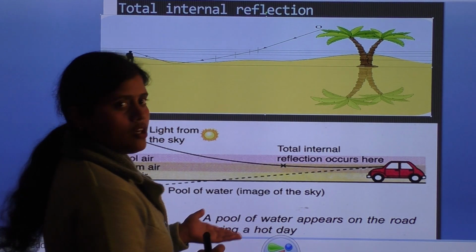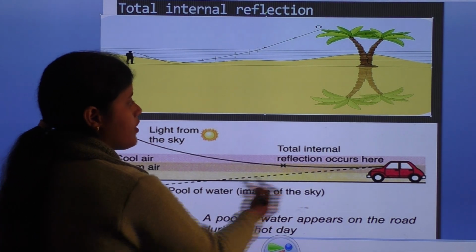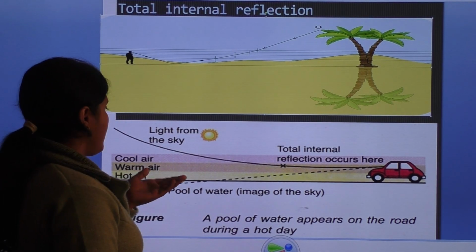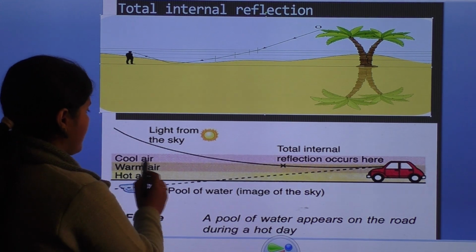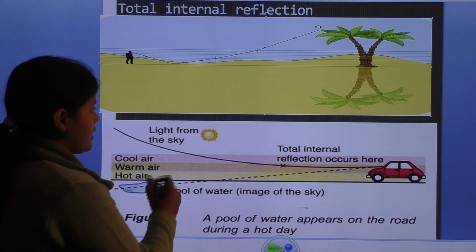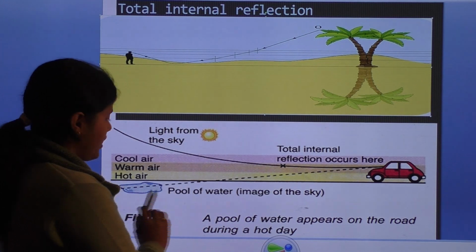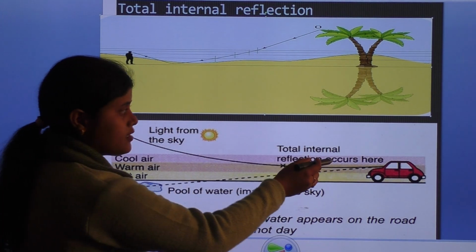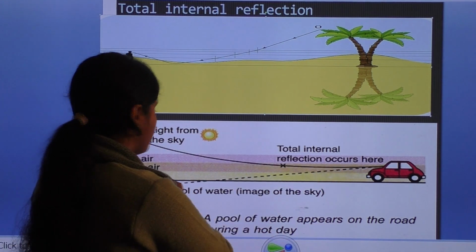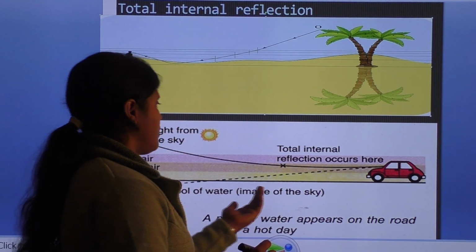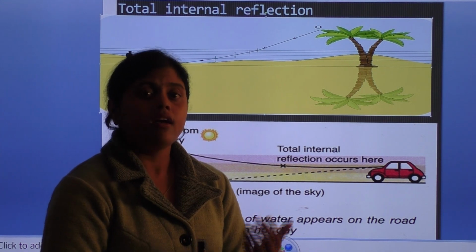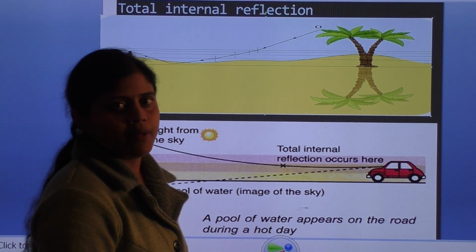And the same thing with this road also. On a hot summer day, this road is very hot, thereby forming rarer, warm air here, and the air is cool in this region, and this is warm and this is hot air. Thereby, it seems like the image of the sky is shown here, and the person in the car thinks that there is a water pool some distance from the road. As he approaches, the angle changes. Maybe the angle is less than the critical angle. That's why it suddenly disappears.